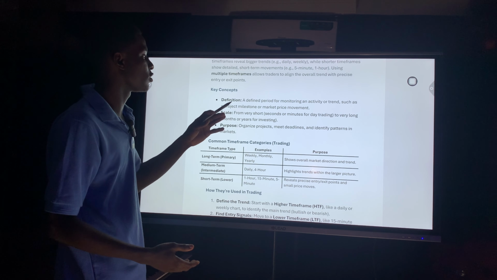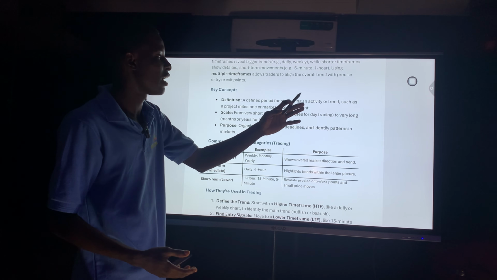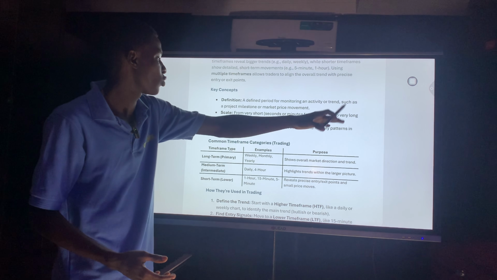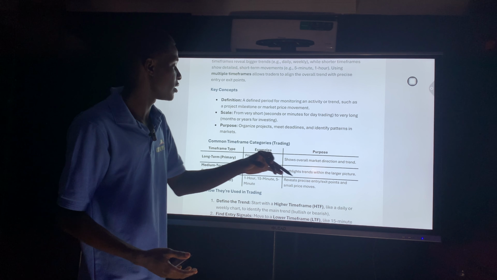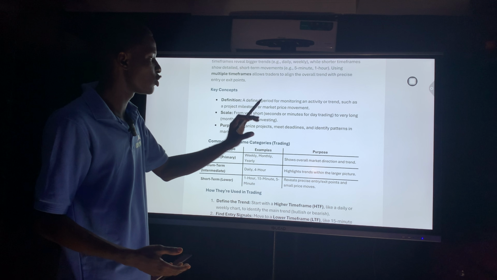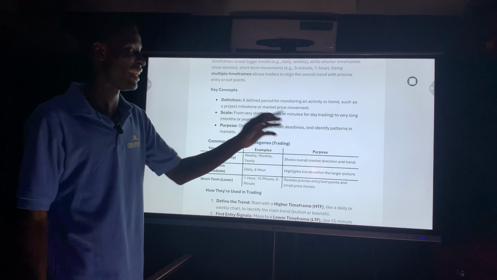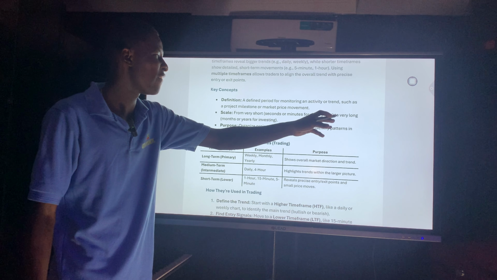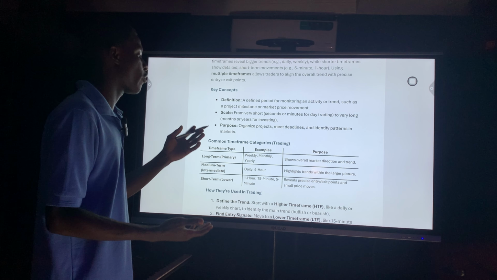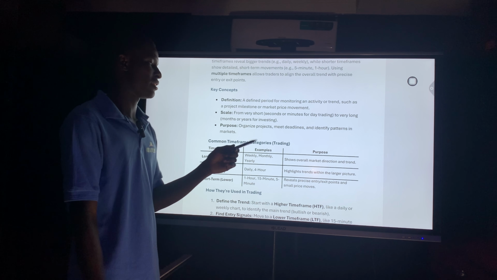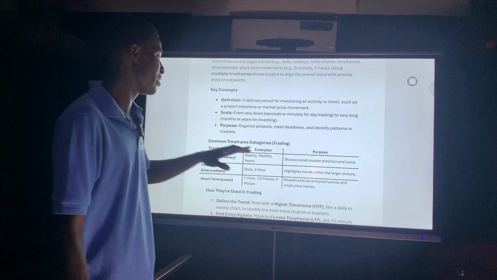So what are the key concepts? Definition: a defined period of monitoring an activity or trend, such as a project milestone or market price movement. Scale: from very short brackets, seconds or minutes for day trading, to very long, months and years, for investing. So for purpose: organize projects, meet deadlines, and identify patterns in markets.